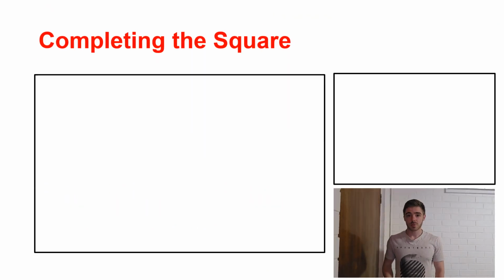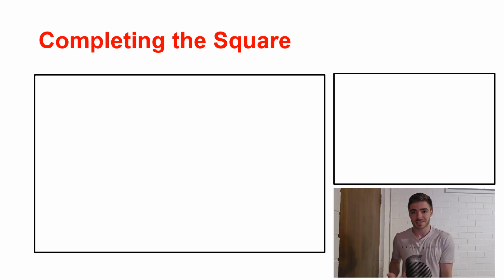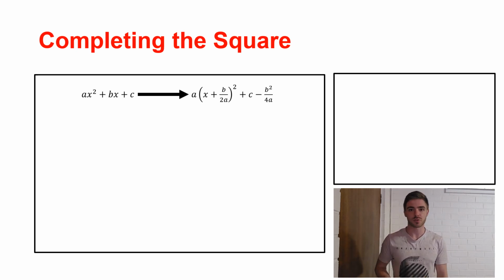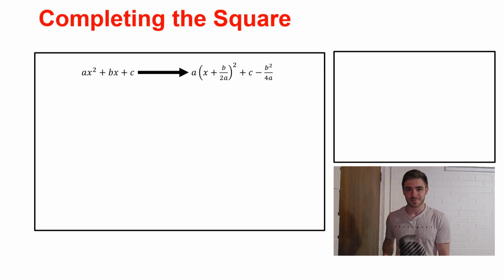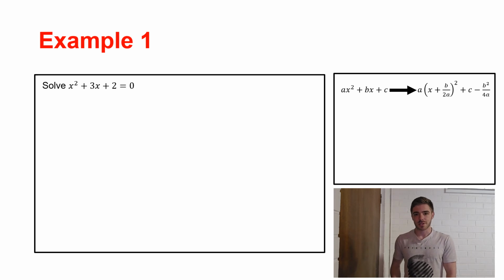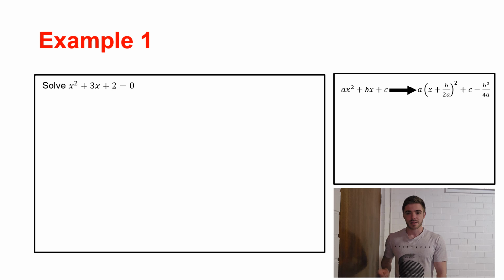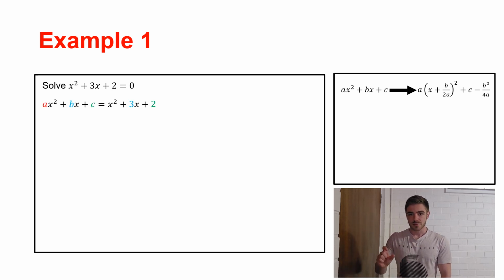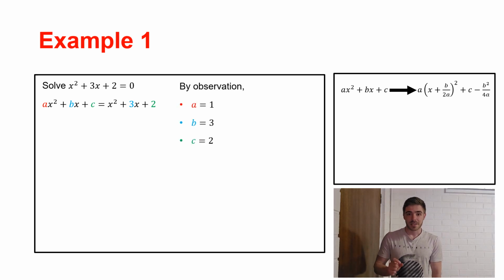Put simply, any quadratic can be converted from a general form quadratic into a completed square form using the following conversion formula. This might look like there's a lot going on, but it really is just a plug and play. Let's check an example. Suppose we have the following quadratic equation. To complete the square, we need to know what a, b, and c are. And the way we do that is by comparing the equation that we have to the generic quadratic equation. By observation, we can see that a equals 1, b equals 3, and c equals 2.